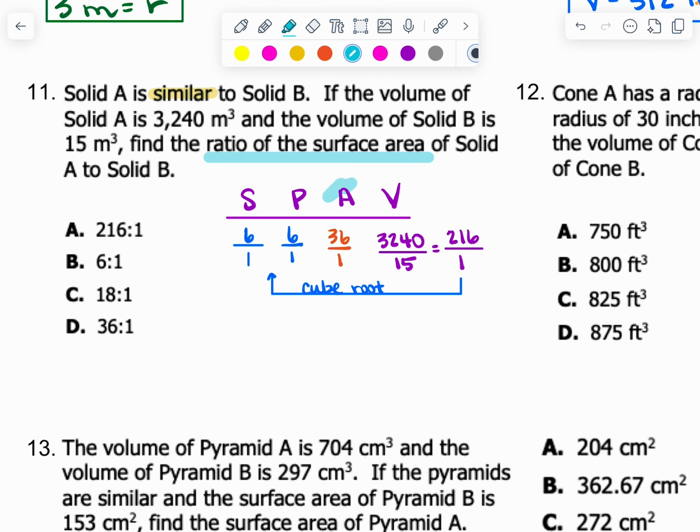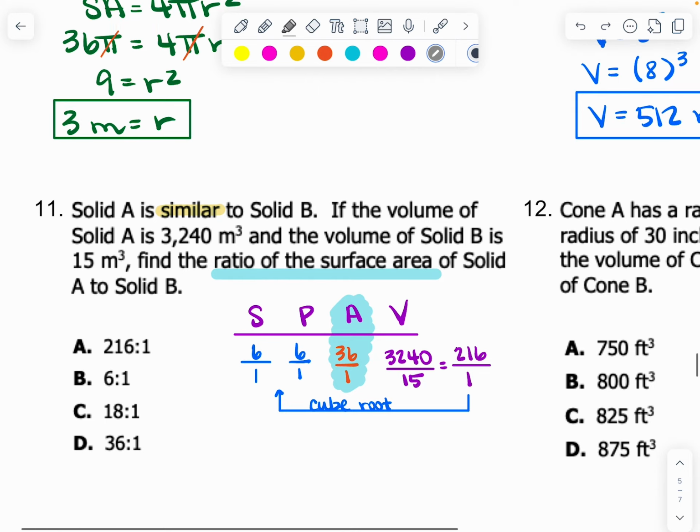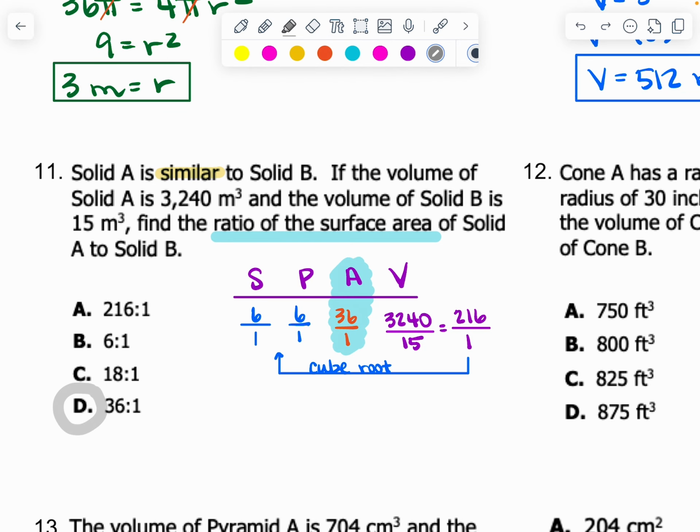And the question clearly says up here, find the ratio of the surface areas, which means I want the A column, right? And so that's giving me D as my answer choice. I don't want to do that. Circle.